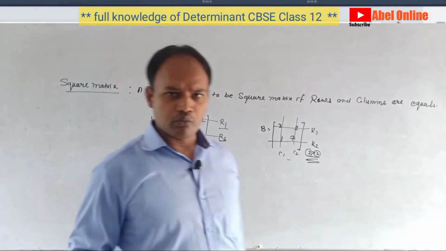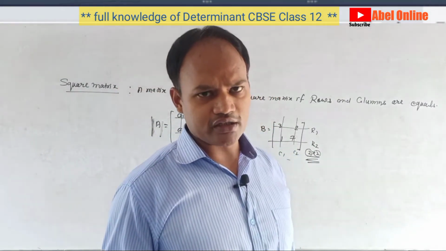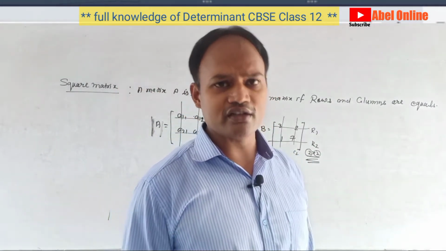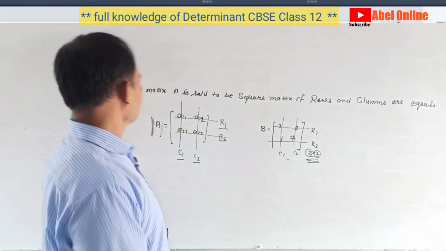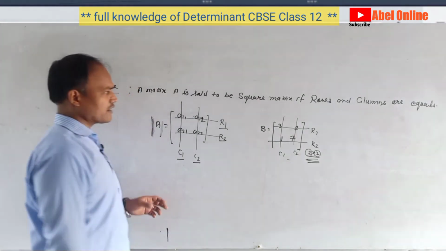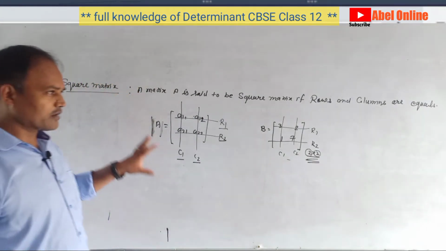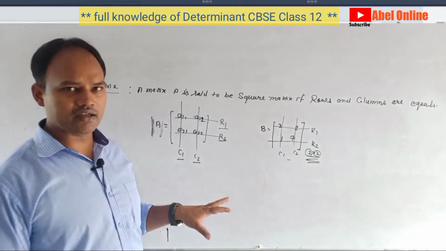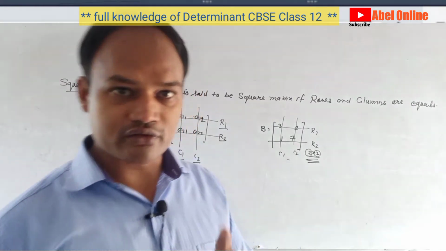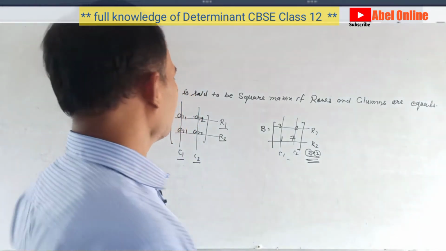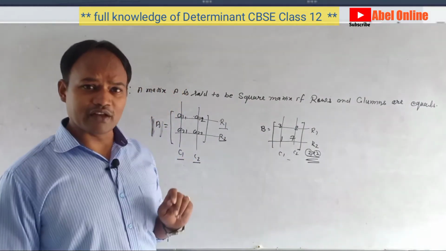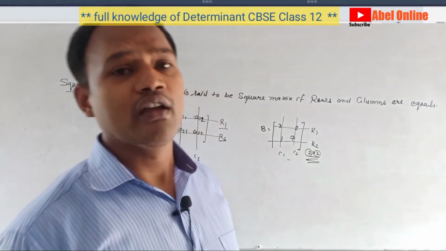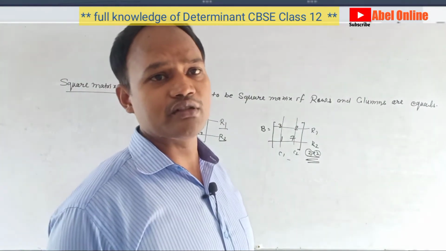Now what is the determinant? The question arises, what is the determinant and how can we relate a square matrix to determinant? Always remember that a square matrix is said to have a determinant if we are getting a fixed value, and it is denoted by determinant of A.